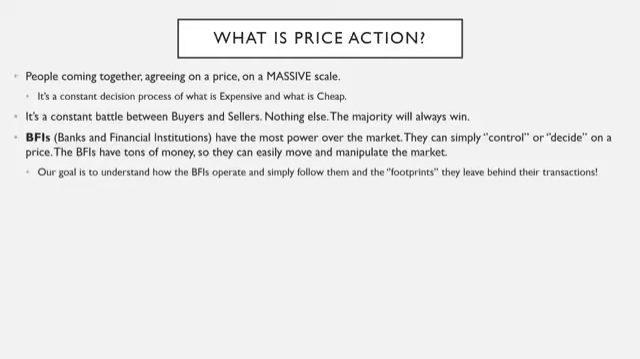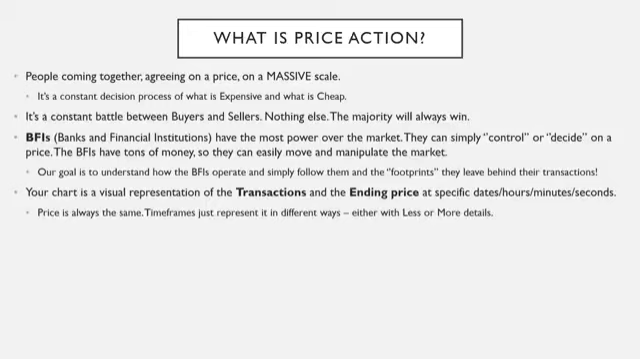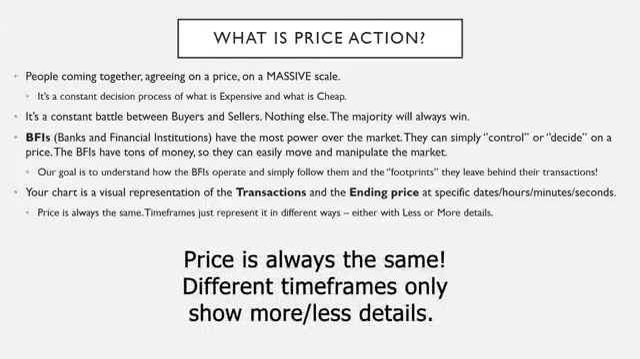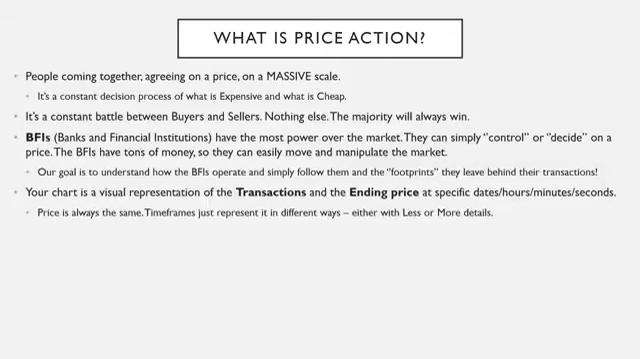Your chart is a visual representation of the transactions and the ending price at specific dates, hours, minutes, seconds. Price is always going to be the same. Different time frames are just going to represent price in different ways. If you are on the weekly time frame, you're not going to have a lot of details. But if you go from the weekly to the 15-minute, you're going to have a lot more candles, a lot more details, a lot more fluctuations. But still, price is the same, so it went in the same way. Shifting between time frames just provides you with a little bit more clarity on what exactly happened.